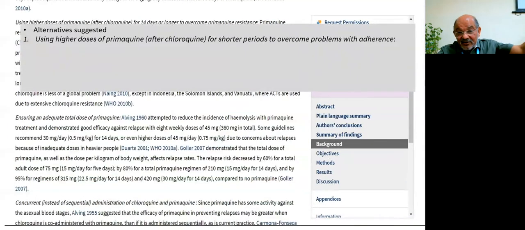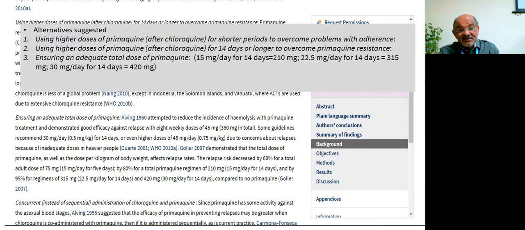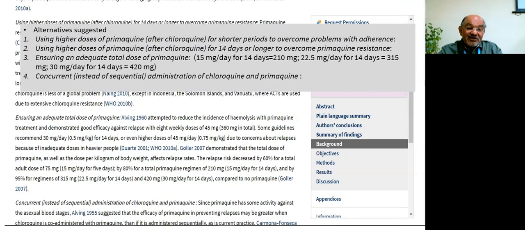Use a higher dose of primaquine for shorter periods so that people are more adherent. Use higher doses after 14 days to overcome resistance. Make sure that the total dose is 210. Or what about higher total doses? And don't give it sequentially, give it concurrently. So this is the state of the evidence.